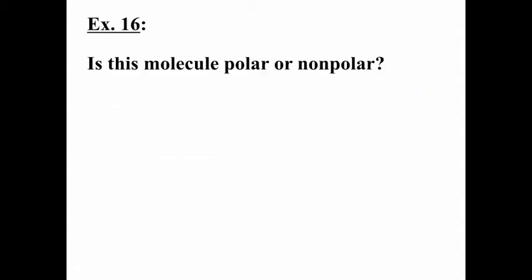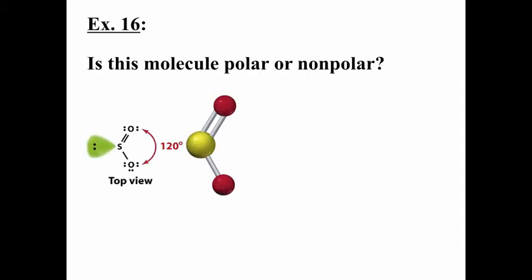Now, is this molecule polar or nonpolar? And again, we're going to look at this top view of the molecule. So a couple different ways of looking at it, sort of a ball and stick molecular representation and a drawn out SO2 molecule. And if we note that S to O is a polar bond, oxygen's more electronegative than sulfur, so we have a dipole from sulfur to oxygen, and we have a dipole from sulfur to the other oxygen.